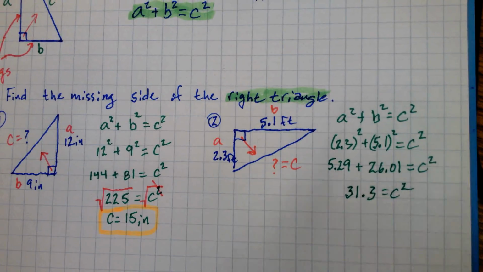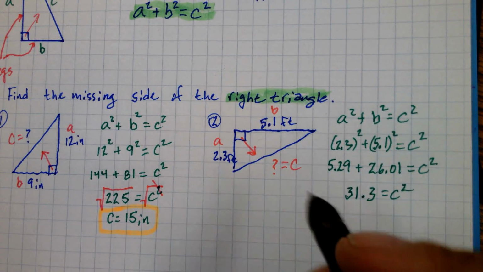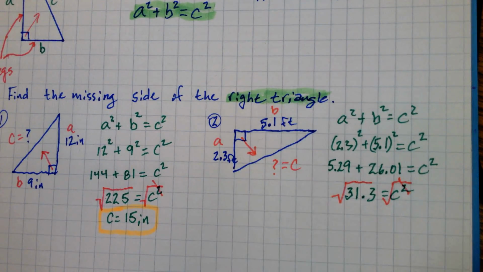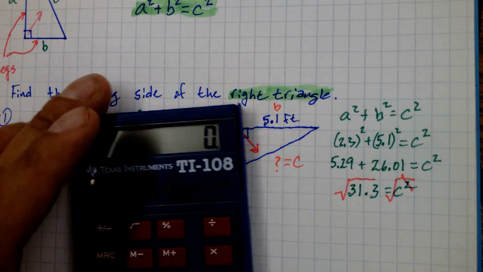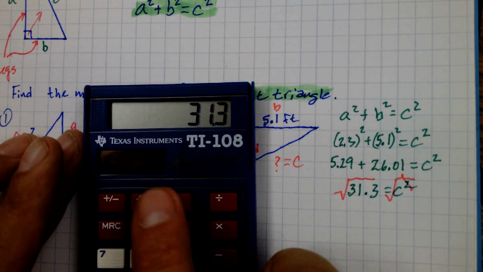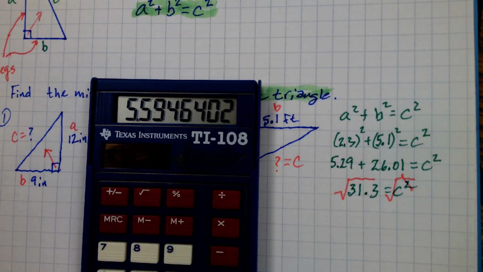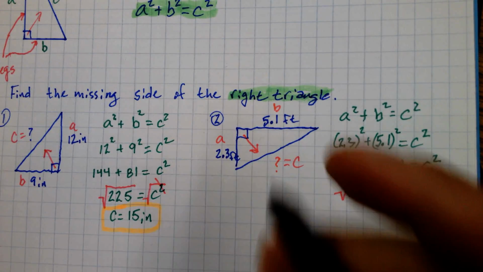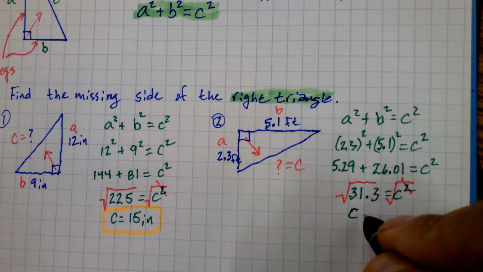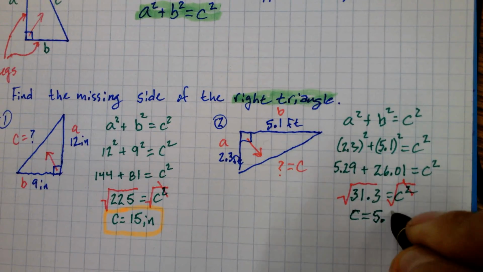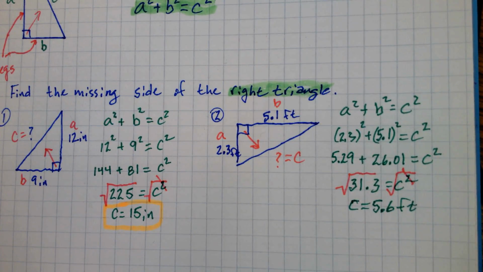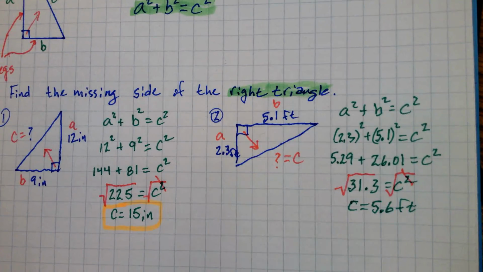That is C squared, and we don't want C squared, so let's square root it. So on our calculator, 31.3, let's get the square root of that. Let's round it to the nearest tenth, one decimal place. 5.6. So C is 5.6 feet. Okay. All right. So that's finding the hypotenuse, the longest side.